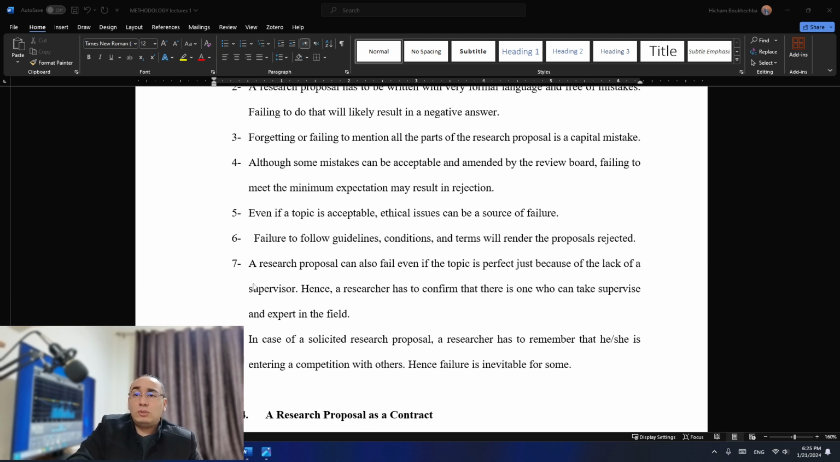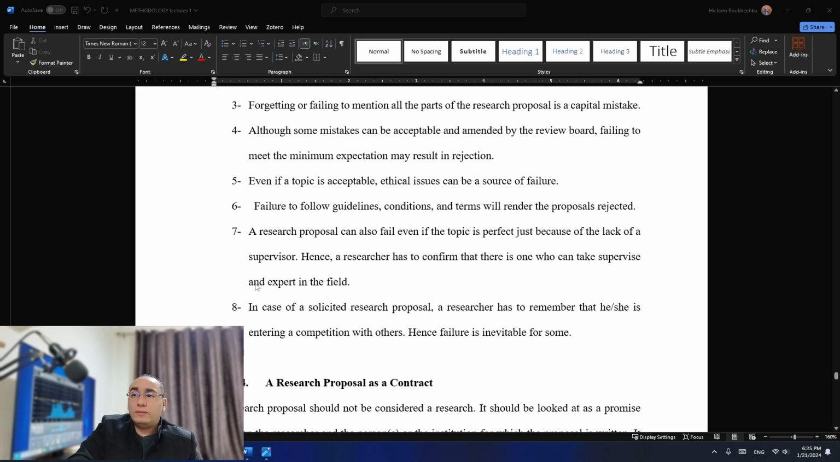Number 7, a research proposal can also fail even if the topic is perfect, just because of the lack of a supervisor. Hence, a researcher has to confirm that there is an expert in the field who can supervise. And here it's so important that, for example, if you check Amsterdam, they say you have to propose names of a supervisor, and this is so important. So many students I know fail to get a scholarship, or sometimes even after getting a scholarship, fail to find a supervisor, because they start thinking about the topic before they think about the matter of supervision. And this is so wrong. You have to be really careful when it comes to that.